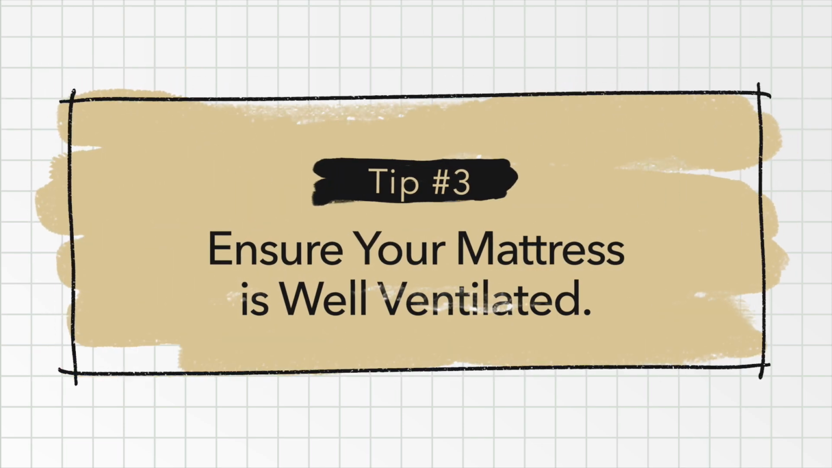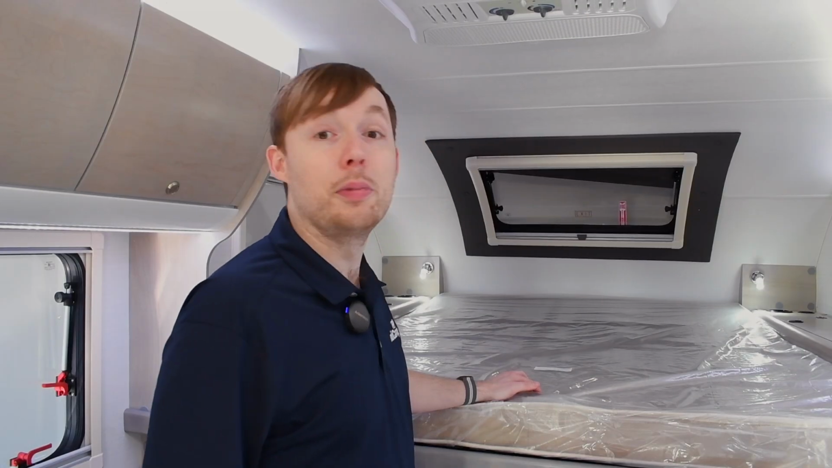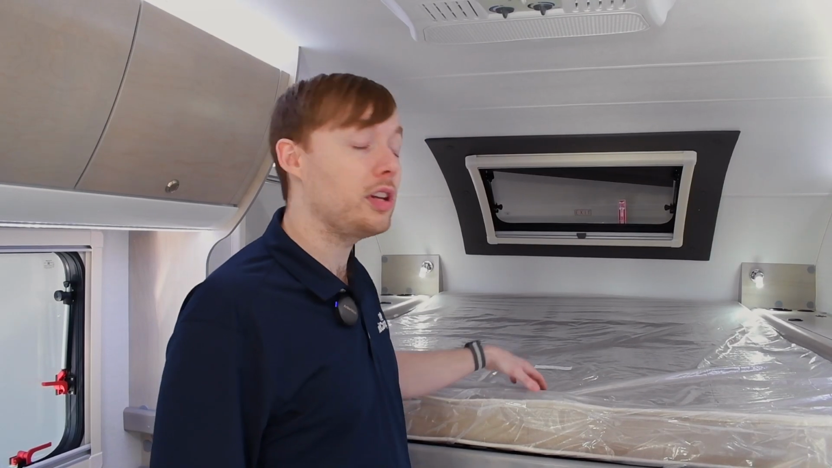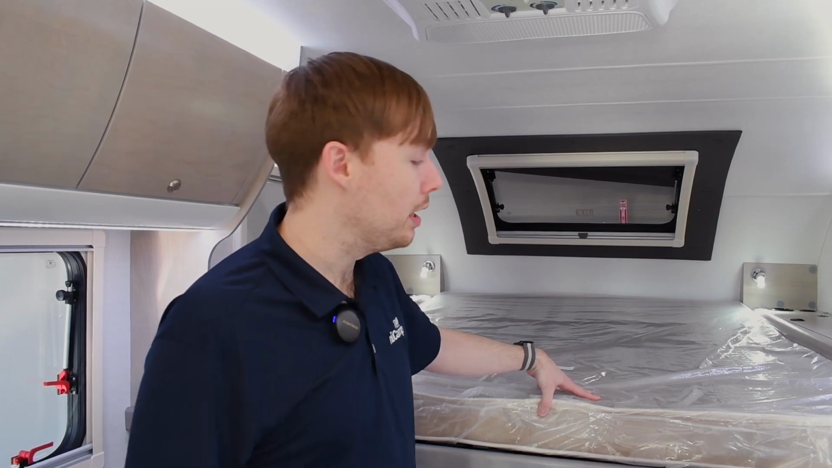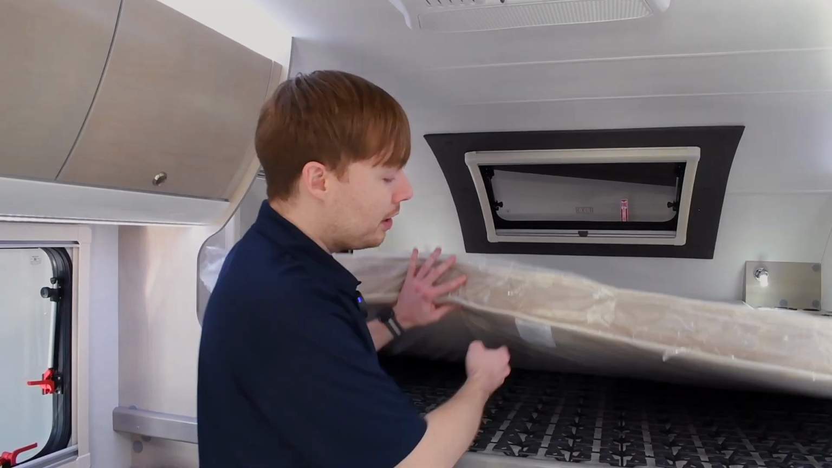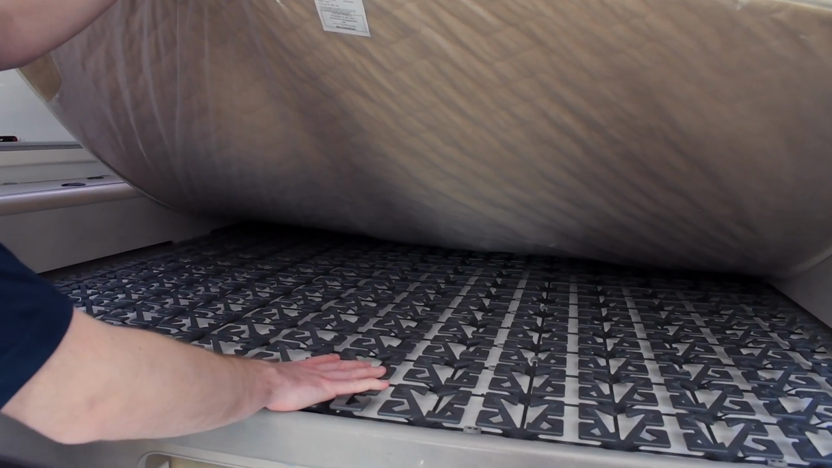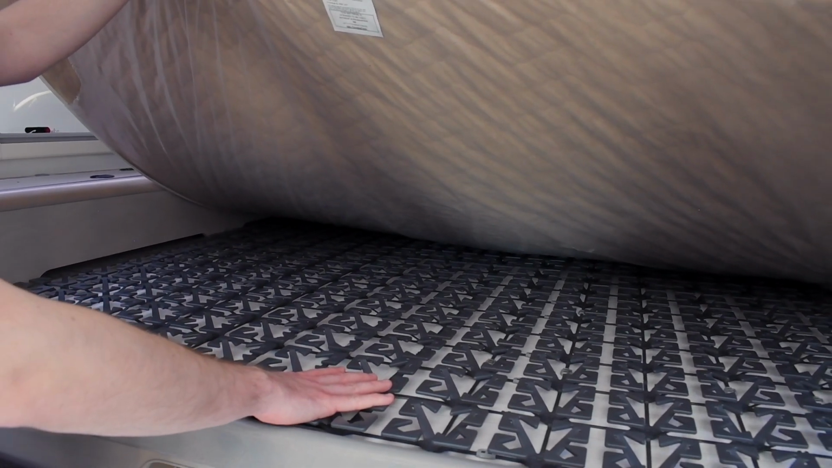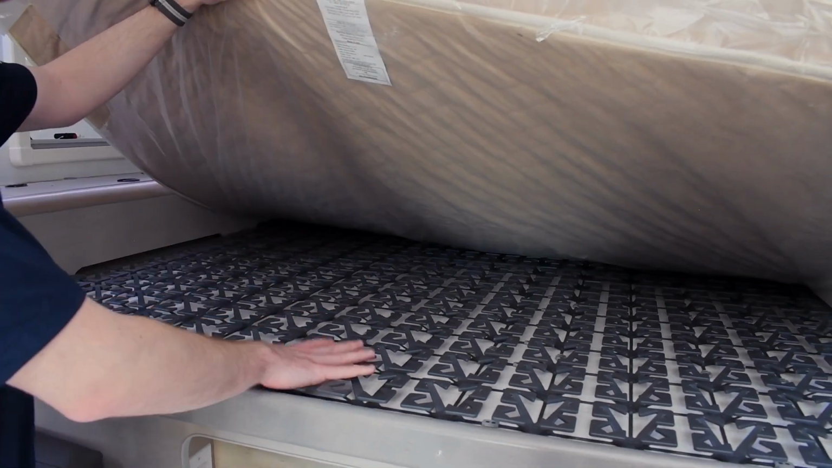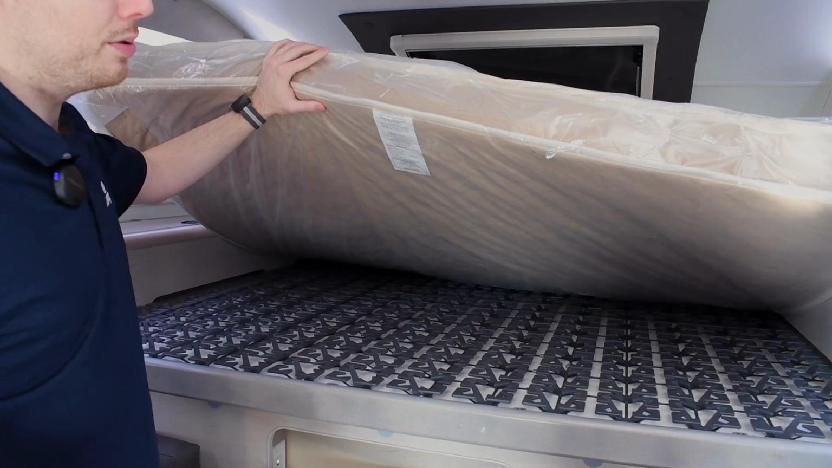Tip number 3. Ensure your mattress is well ventilated from all sides during long-term storage. If you're putting your camper into storage, it's usually a good idea to move the mattress somewhere where you're going to have better airflow. If your camper has a Frawley system, then this will do a good job of keeping the mattress ventilated whenever you're camping. But when you're putting it into storage, it's a good idea to put this up somewhere where it's going to have good access to airflow, just so you don't get mold and mildew issues.